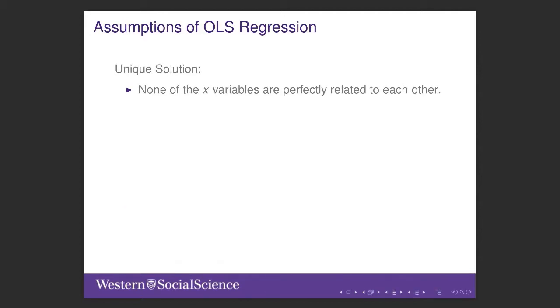I want to talk about the assumptions of the OLS regression model. There are a few of them that we have to keep in mind. The first is that none of the x variables can be perfectly related to the other x variables. If this isn't true, then we can't find a unique solution to the regression coefficients.